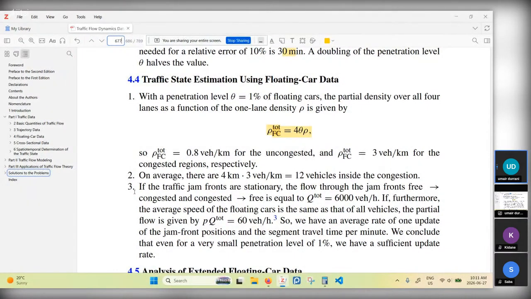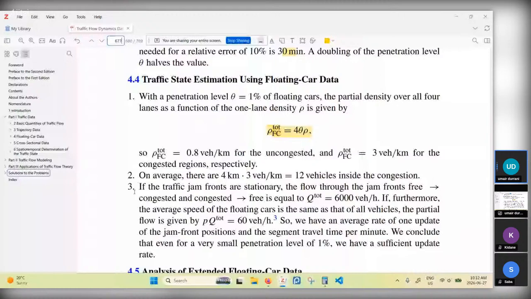I think that is because there are 4 lanes. We were told that the flow in the question was 1,500 vehicles per hour per lane. So this is the total flow. If furthermore the average speed of the floating cars is the same as that of all vehicles, the partial flow is given by, again, 1% of the total flow, which is given to us in the question. The penetration rate was 1%. So we take 6,000, we multiply that with 0.01, and we get 60 vehicles per hour.